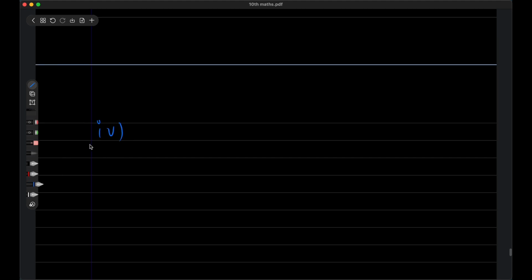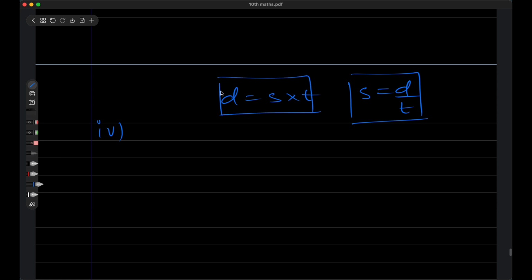Part 4. A train travels a distance of 480 km at uniform speed. We have the formula speed equals distance upon time. We can write distance equals speed into time. If the speed of the train had been 8 km per hour less, then it would have taken 3 hours more to cover the same distance. We need to find the speed of the train.